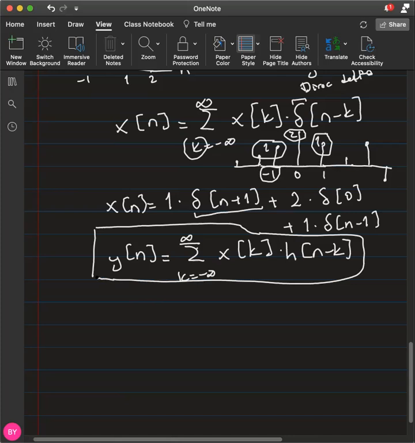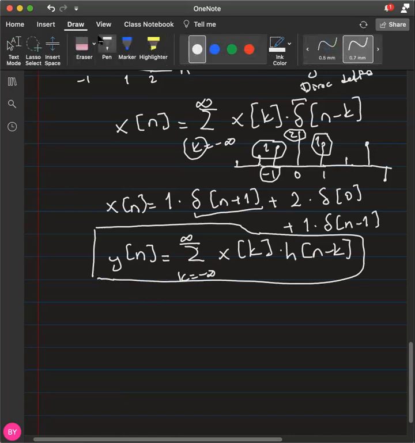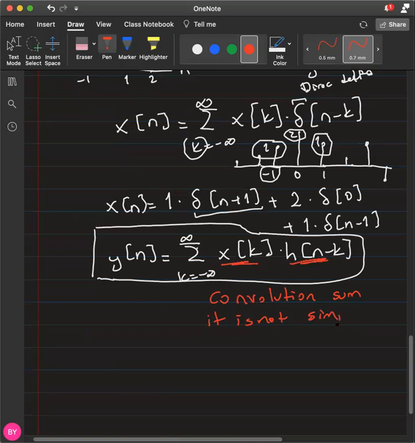Okay, and let me change the color here, and I will write this is convolution sum. Okay, convolution sum. What does it mean? I have an input to my system. I have my impulse response. I will have a special operation. It's not simple multiplication, arkadaşlar. I'm not just multiplying.